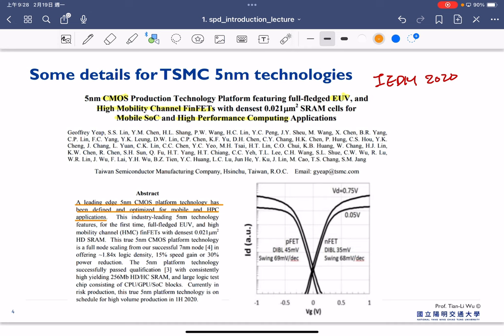So you can see the first sentence of this abstract is very similar to the title mentioned here. And in the second sentence, this industry leader 5-nanometer technology features, for the first time as well, the EUV high mobility channel FinFET. That's also a key term already mentioned in the title shown here.